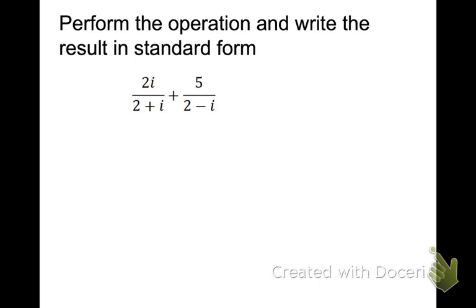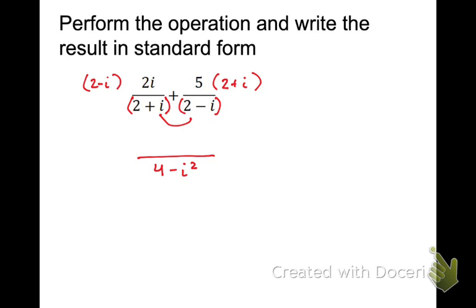Okay, so the common denominator is going to be essentially these multiplied by each other, correct? Yes. So on the left, I have to multiply by 2 minus i. And on the right, I have to multiply by 2 plus i. And in the denominator, I'm going to get 4 minus i squared, multiplying these two together.